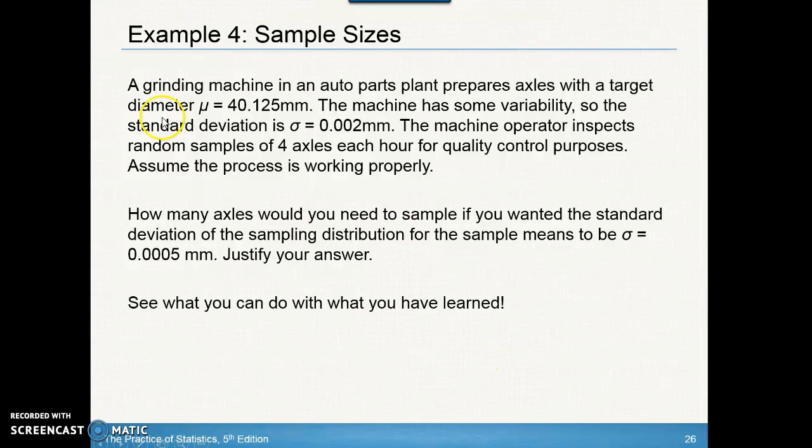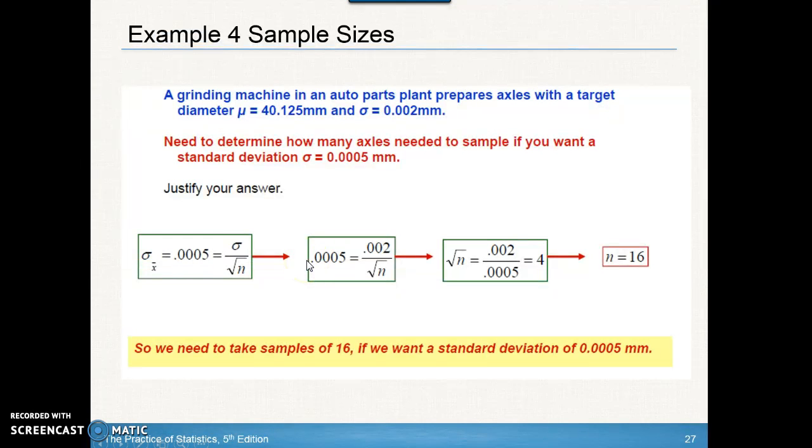Okay, so this one is a little bit different because it's saying how many axles would you need to sample if you wanted the standard deviation for the sampling distribution of sample means to be 0.0005 millimeters. When it says justify your answer, that means show your work. So here's what you know. The grinding machine in an auto parts plant prepares axles with a target diameter, the mean of the population, standard deviation of the population. But we're taking a look at the sampling distribution. How many samples do I need to take in my sampling distribution to make sure the standard deviation is only 0.0005?